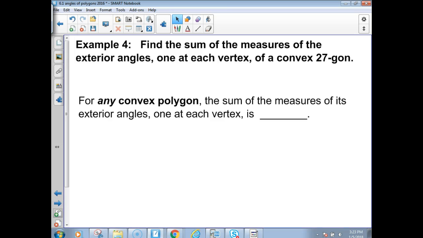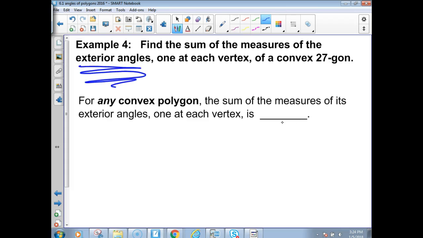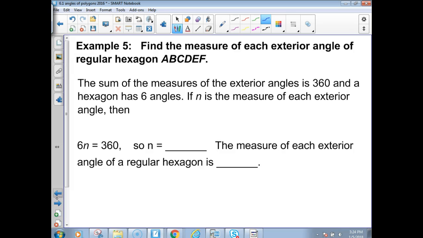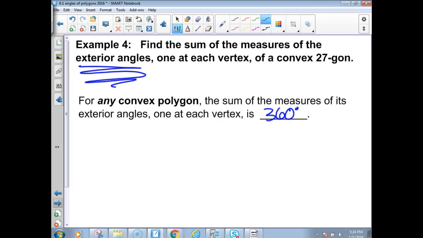Okay, find the sum of the measures of the exterior angles, one at each vertex of a convex 27-gon. All right, for any convex polygon, who cares how many sides it has? The answer is always the same. It's the exterior angles. If it says that, it's 360 degrees. Oh, flipping the page, please. Are you flipping already?